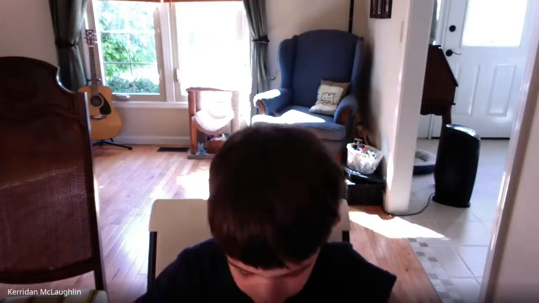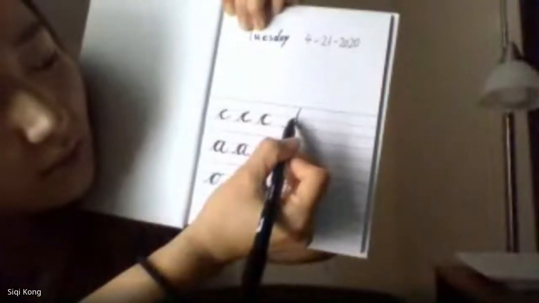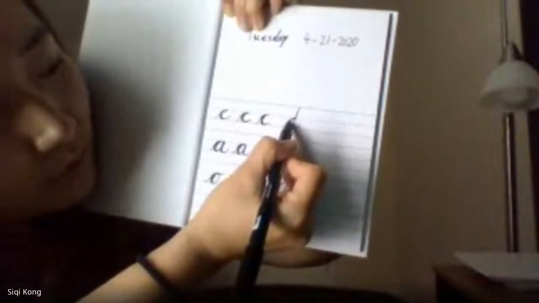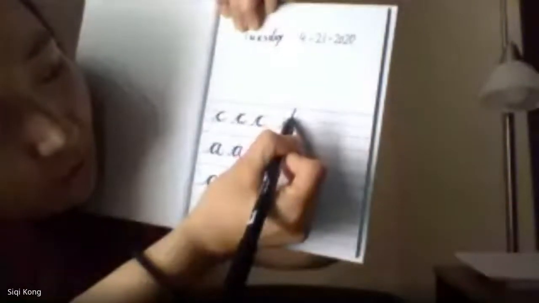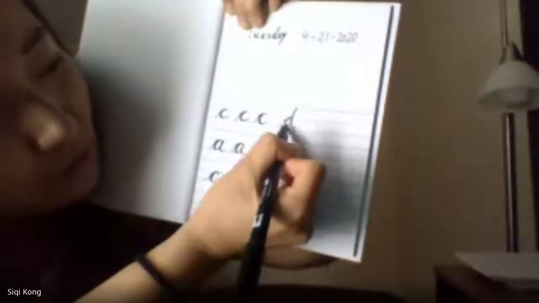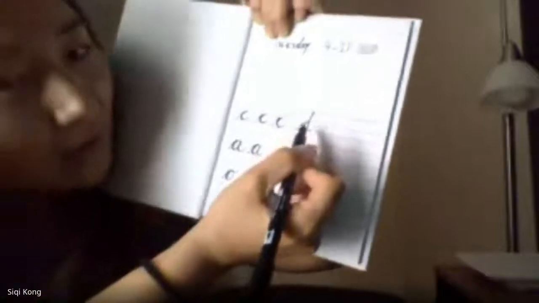Okay, let's continue. We're going to do D. D is right here. When it goes up, it stays thin. When it goes down, it needs to be thicker. When it goes up, stays thin. When it goes down, it needs to be thicker. So make this one and this one thick. Go ahead and start coloring.